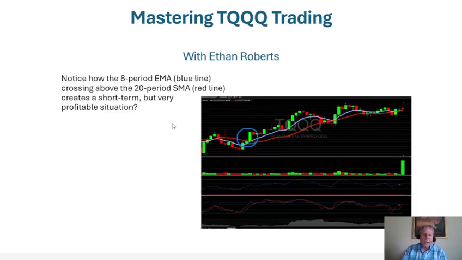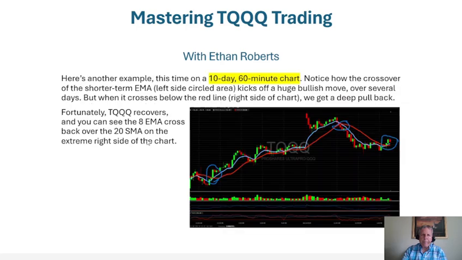Now notice on this chart how the 8-period EMA crosses above the 20 and creates a short-term but very profitable situation. Notice how we made higher highs all through the afternoon after this crossover here. Now here's another example, only this time we're using the 10-day chart with the 60-minute bars instead of 5-minute bars, which I use on the 1-day charts.